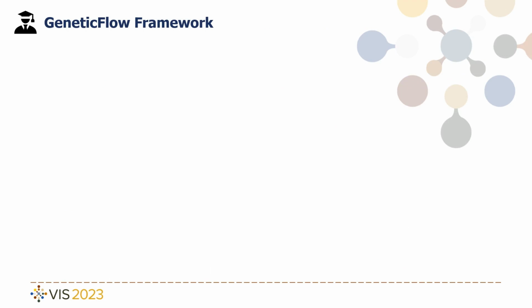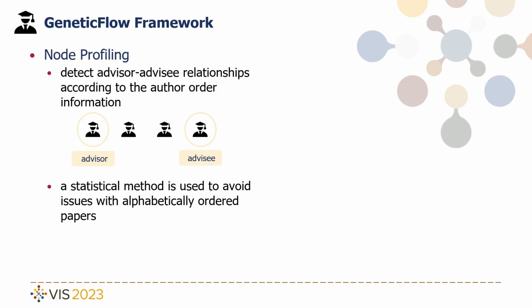In more detail, the GF node profiling method identifies advisor-advisee relationships on papers published by the target scholar. The author order information is used to detect the core papers, which includes those with the scholar as the first author or the scholar's student as first author, to avoid issues with alphabetically ordered papers. A statistical method is used to detect and eliminate subfields in CS, where alphabetical authorship is heavily used.